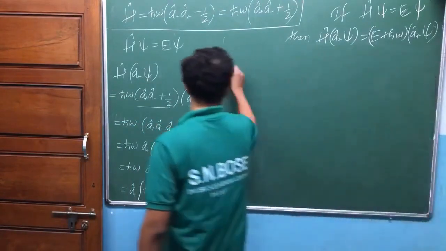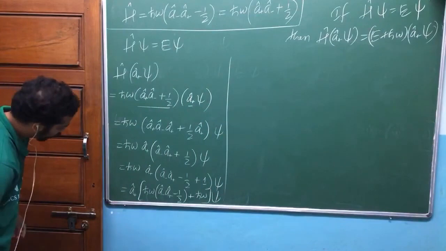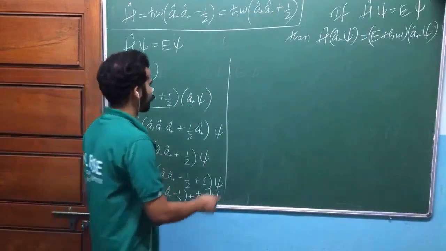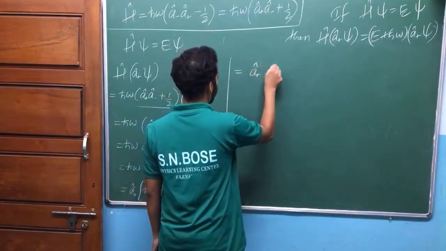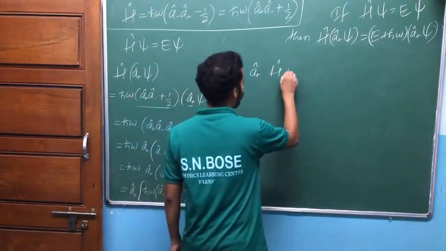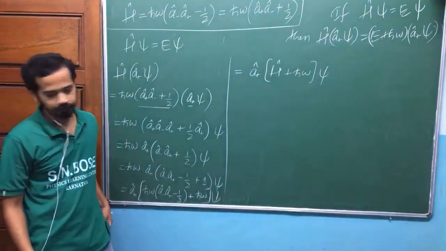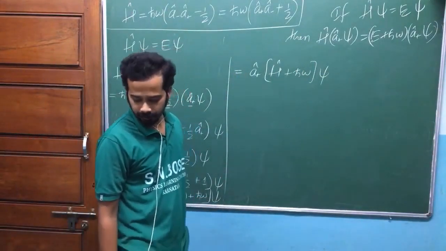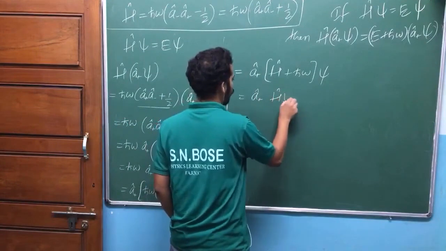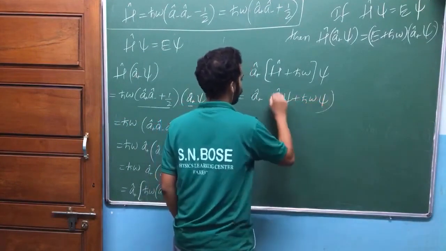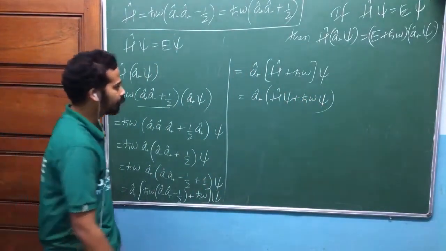Is that okay? So do it again. So now what I do here is, what is this one? This is my Hamiltonian. So now the result is a plus cap Hamiltonian plus h bar omega operating on psi. That is equal to a plus cap H cap psi plus h bar omega psi. Yeah, that's correct. Now, what is H cap psi?